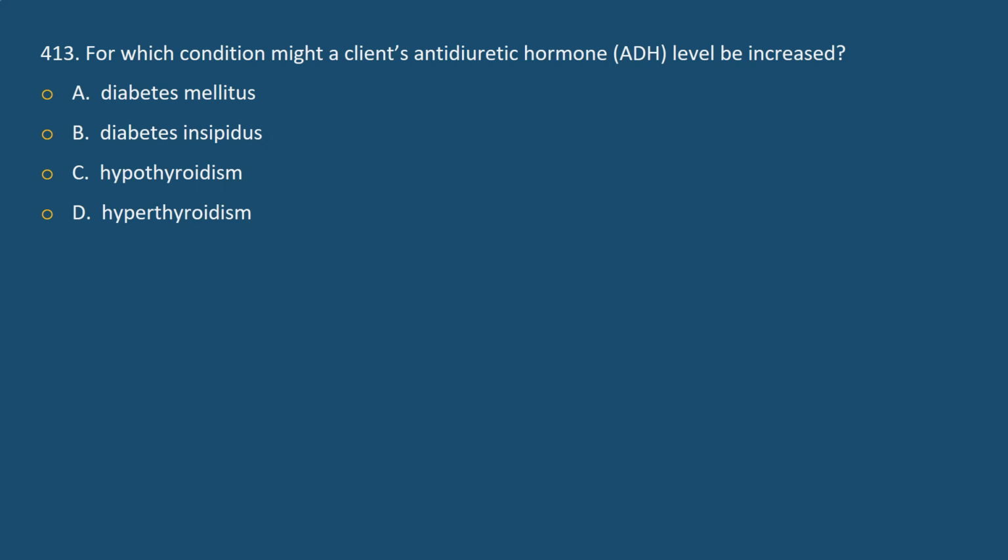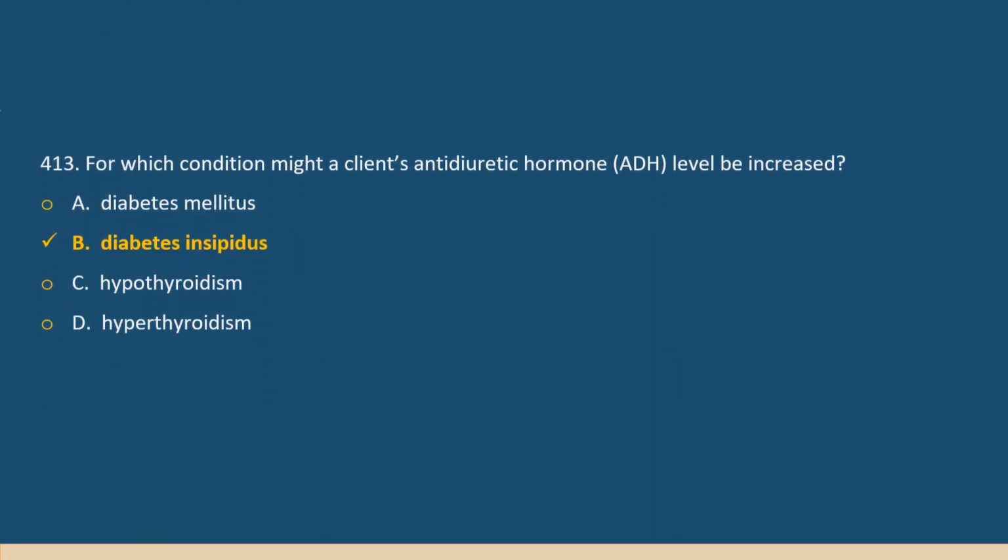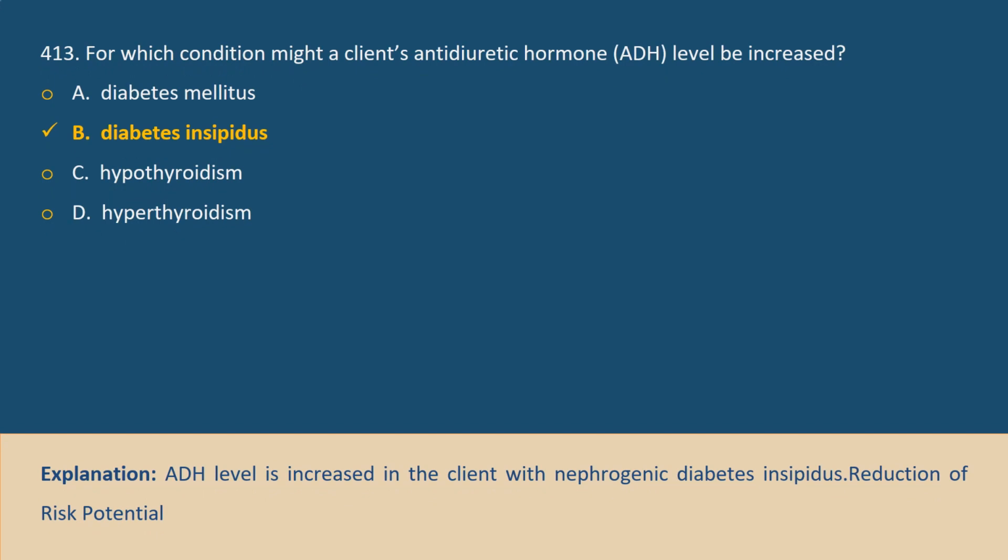Question 413. For which condition might a client's antidiuretic hormone, ADH, level be increased? A. Diabetes mellitus. B. Diabetes insipidus. C. Hypothyroidism. D. Hyperthyroidism. Answer B. Explanation. ADH level is increased in the client with nephrogenic diabetes insipidus. Reduction of risk potential.